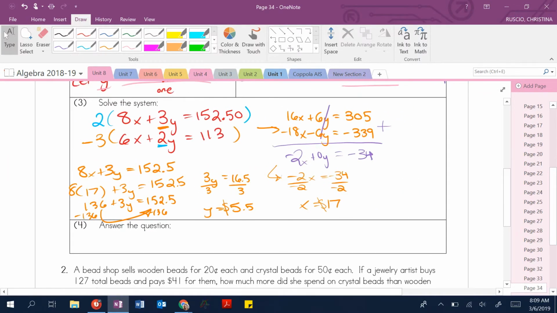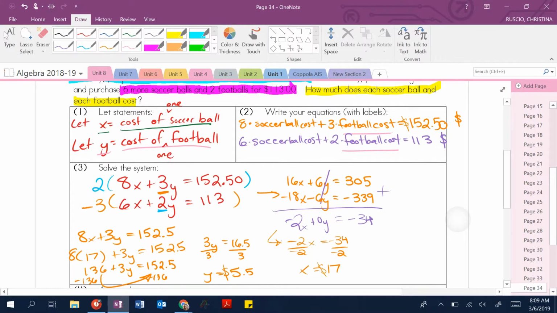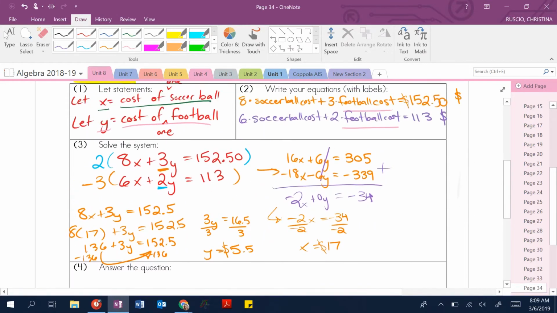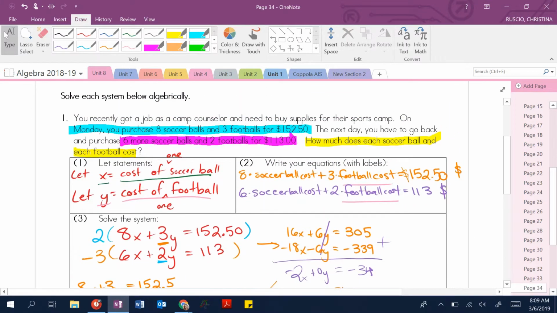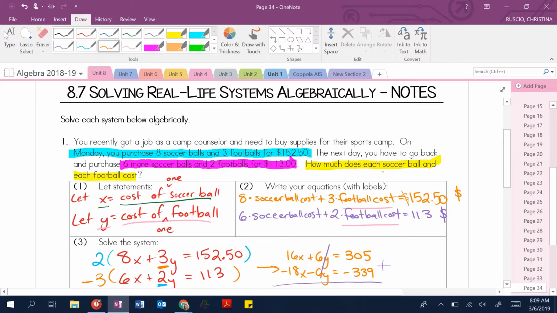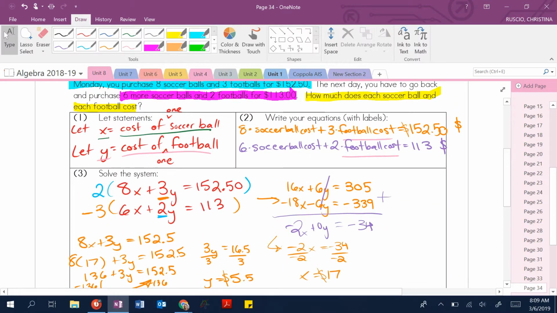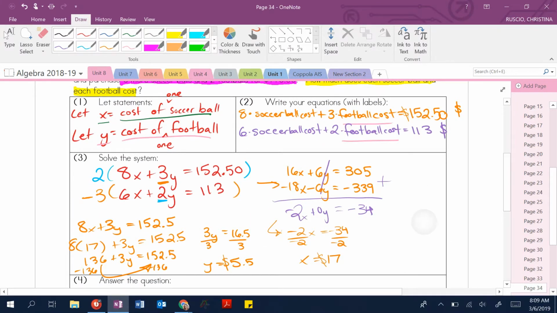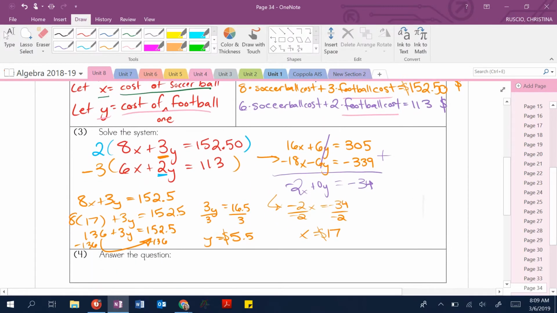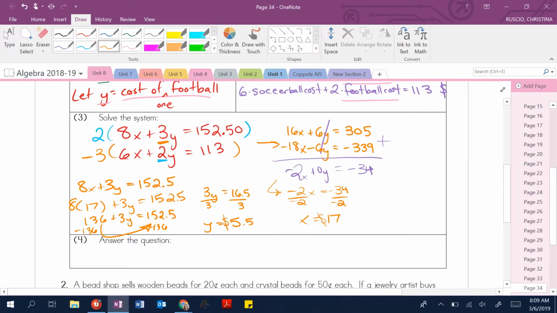All right, so now that we know what our variables are, now that we have found what our unknowns are, we can answer the question. Let's go back to it. How much does each soccer ball and each football cost? Well, since we have our let statements and we clearly articulated which variable is which cost, this is a lot easier. So, X is the soccer ball, and X is equal to $17.